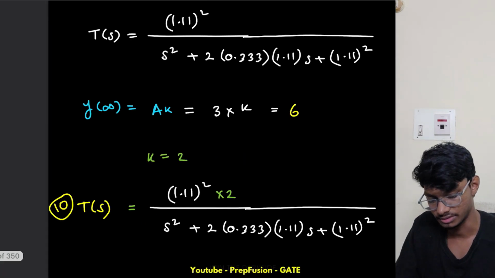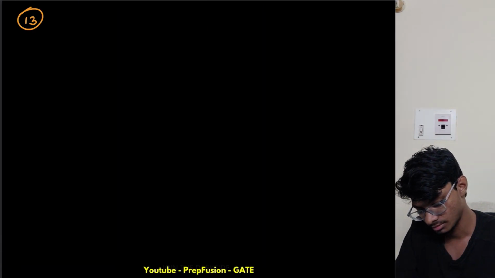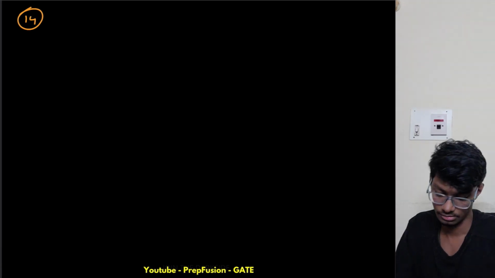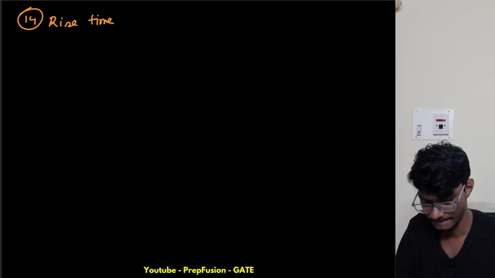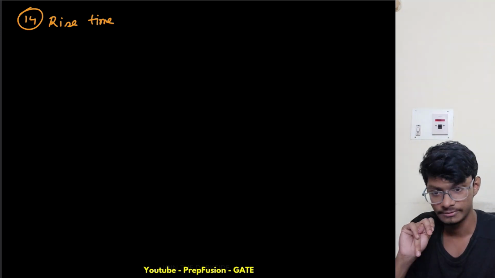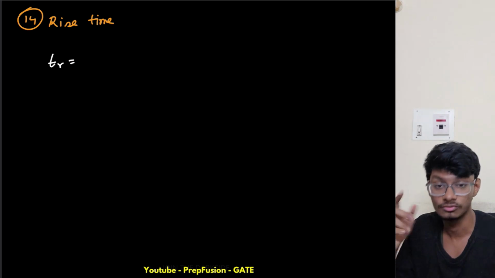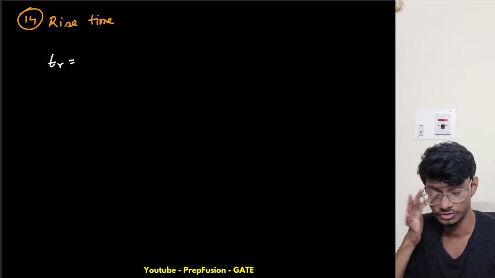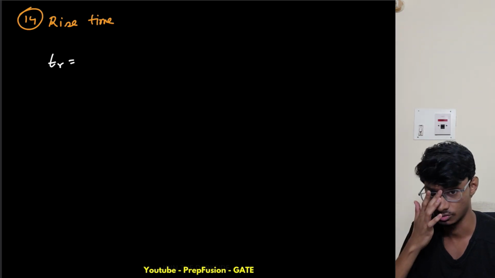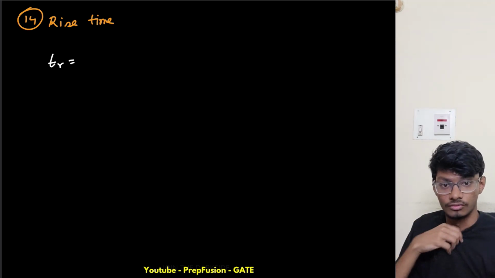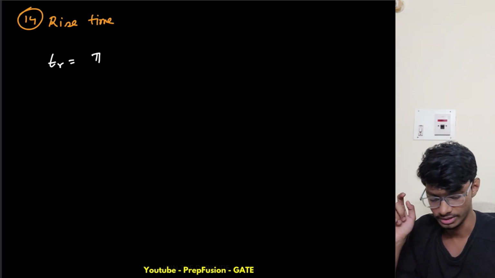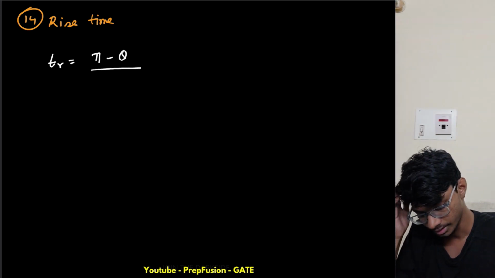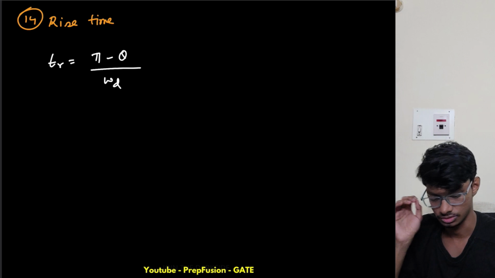Now I have to find the rise time. Rise time is the 14th one. So what was the formula of TR? I hope you remember: sin(omega d t plus theta) was equal to 0, as it reached its value for the first time, its 100% value. Then we found that omega d t plus theta equals pi, so TR is pi minus theta by omega d.